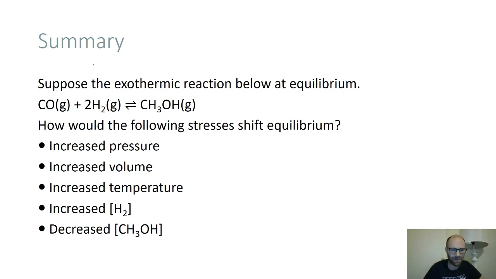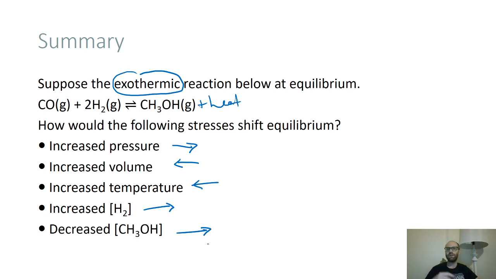Those 5 out. With an increase of pressure, I see that we got 3 moles of gas and 1 mole of gas, so we're going to shift the equilibrium to the right. With an increase of volume, that's the same as a decrease in pressure, so that should be a shift to the left. With an increase of temperature, well, the wording up here did say it was an exothermic reaction, so that means heat is a product, which means an increase in temperature should shift it to the left. An increase in the amount of H2 should shift it towards the products, and a decrease in the amount of methanol, CH3OH here, should also shift your reaction to the right.